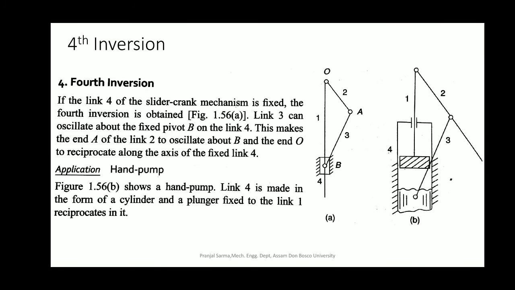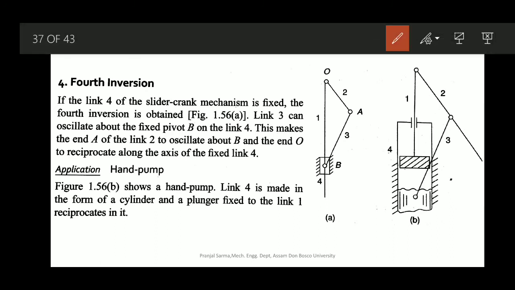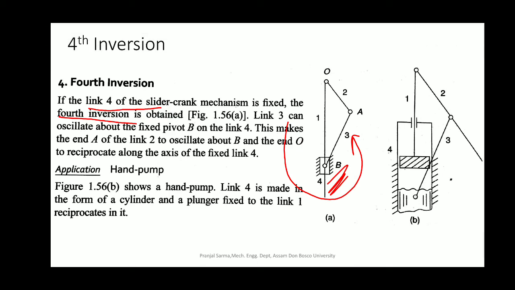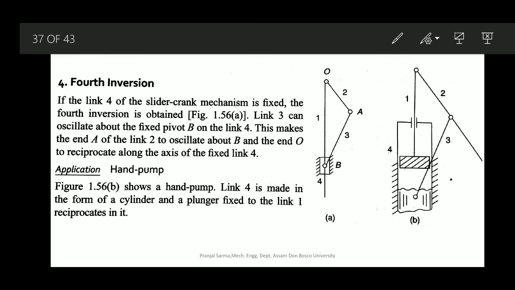Similarly, the fourth inversion is the slider crank mechanism we obtain by fixing link 4. Link 3 can oscillate about a fixed pivot P on link 4. This makes the end of link 2 oscillate about B, and the end O reciprocate along the axis of fixed link 4.